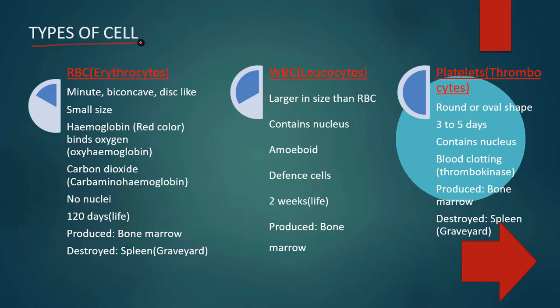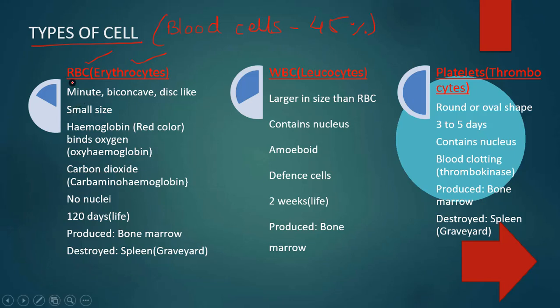There is not a single blood cell present. There are three different blood cells present in the blood. The first type is RBC, or red blood cells. Another name of RBC is erythrocytes. WBCs, white blood cells, are also called leukocytes. Platelets are also called thrombocytes. So blood corpuscles, or blood cells, which make up 45% of the total blood volume, include erythrocytes, leukocytes and thrombocytes, or you can say RBC, WBC and platelets.